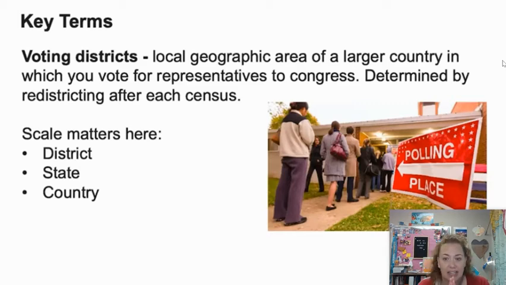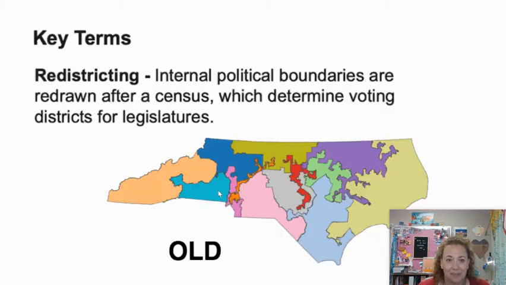Scale matters here. What we're talking about is how zoomed in on the information you are. The district scale, and we're not talking school district, this is voting districts, but kind of the same concept. Smaller geographic areas, there will be several within a state. Colorado has 7 voting districts, for example. So we can zoom into the district level, then we zoom out to the state level as a whole, and then of course we can zoom out to the entire country at that scale.